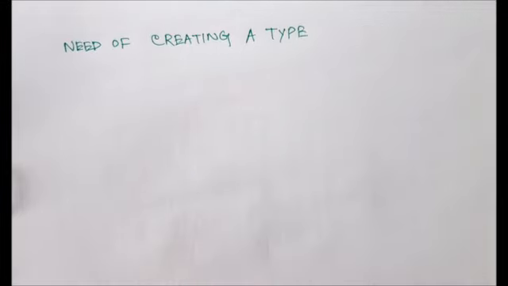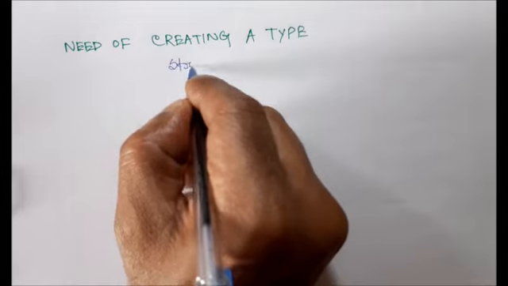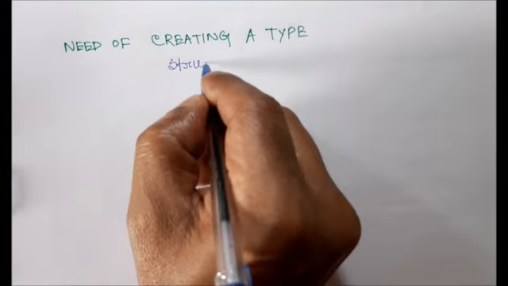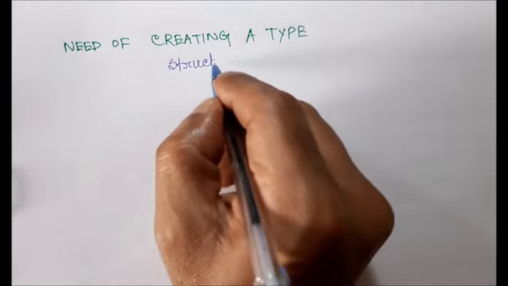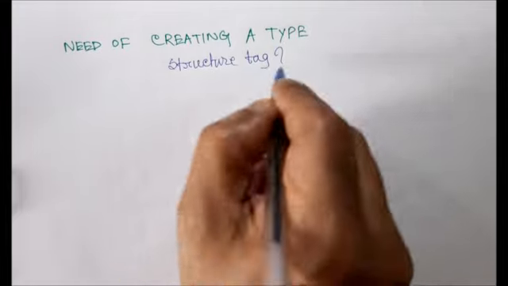There are two ways we can declare a structure type. One is by using a structure tag, and the other is by using typedef. So first consider the structure tag. Here I am discussing the structure tag. What is the need? Why do we need the structure tag?